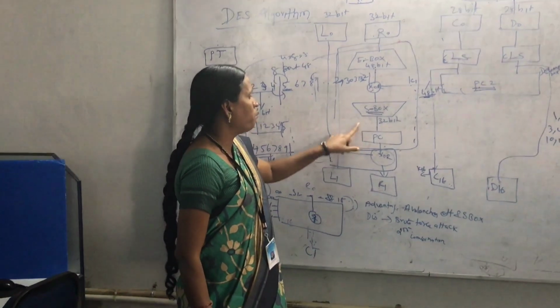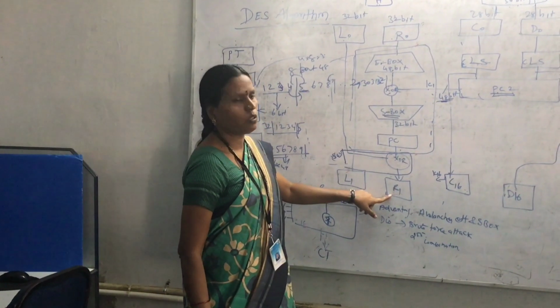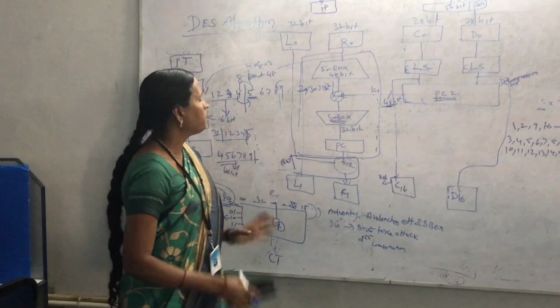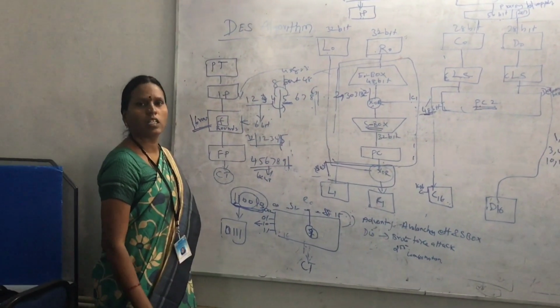Again this value will be XORed with the L0, and again we are getting the new value. In this method, we are encrypting the data using the DES algorithm.